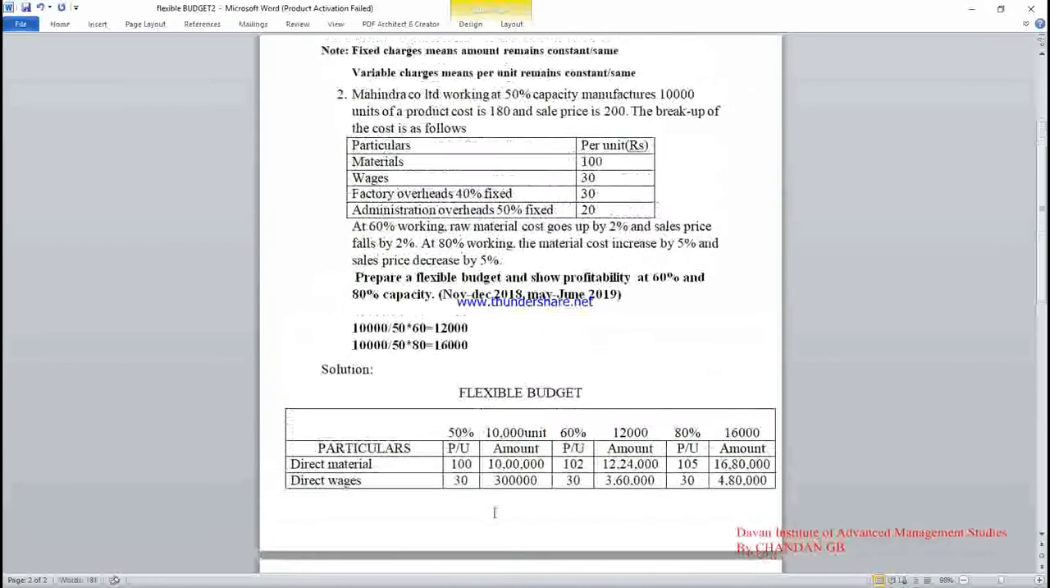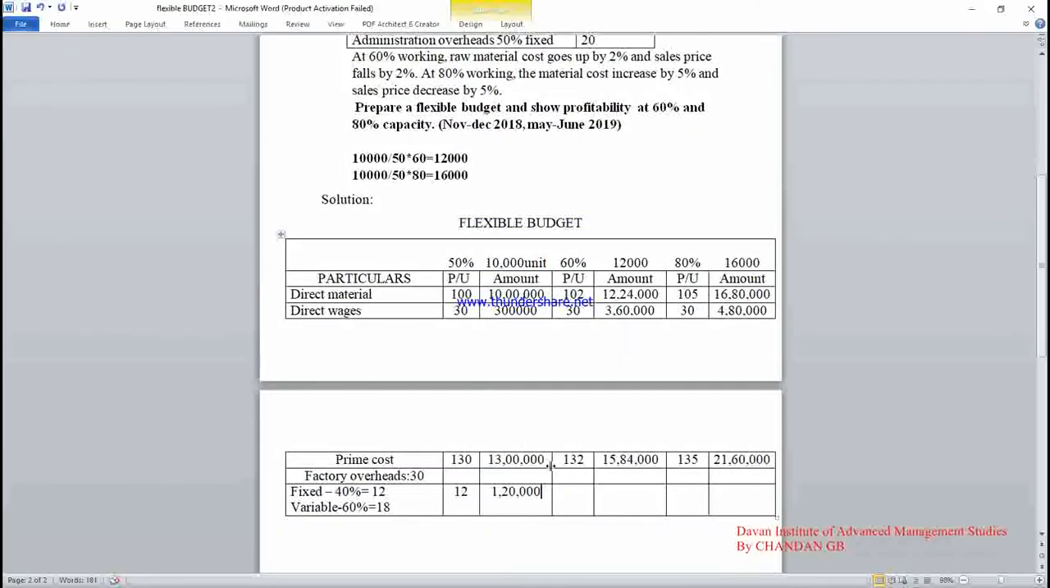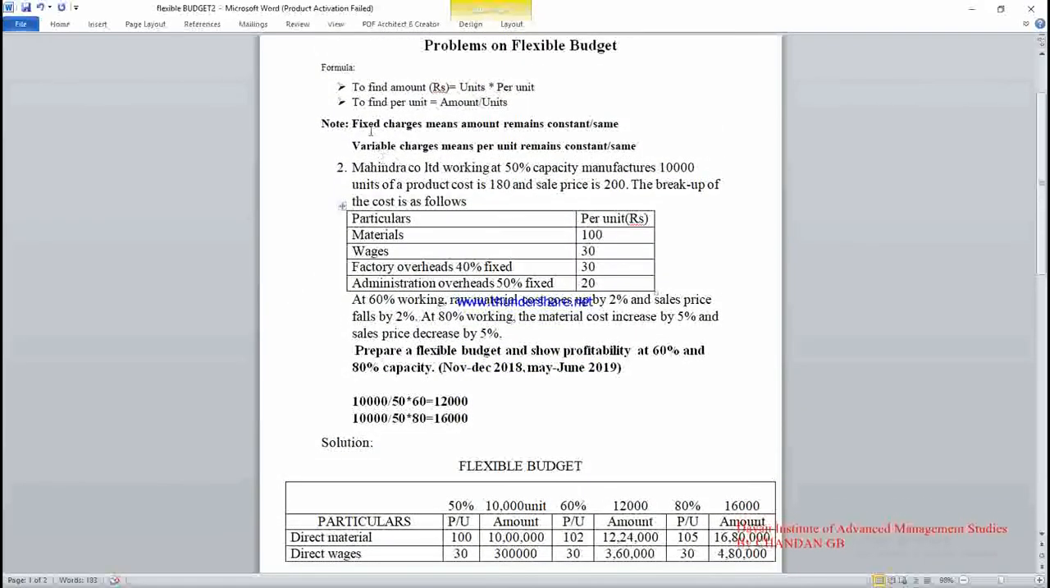I already said that in the note. Fixed charges means the amount remains constant for all the units. 1,20,000 remains the same for all the units, because this is fixed charges, but the per unit changes. 1,20,000 divided by 12,000, you will get the amount per unit. See, check out the note again, the formula again. To find out the per unit, amount divided by units.